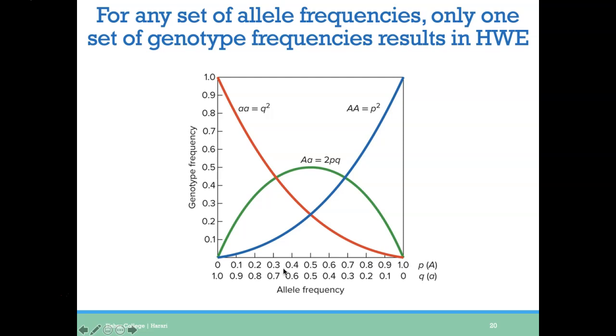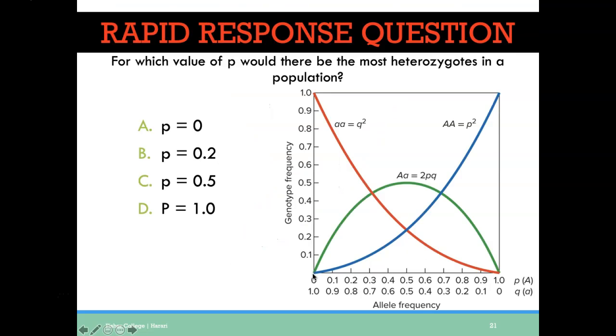Also note that when Q gets very small, right, there's very few homozygous recessive individuals. Most of the Qs in the population are being carried by heterozygotes, as Q gets very small, right? Look how this drops down dramatically in the Q squared. And finally, you get the most heterozygotes when there's an equal proportion of P's and Q's. So that should also make sense. So with that in mind, for which value of P would there be the most heterozygotes in a population? So the answer is C, 0.5.